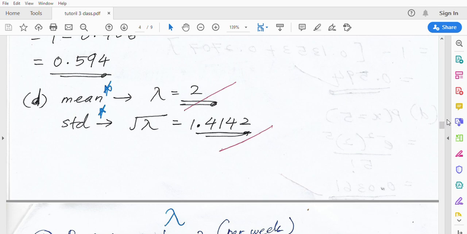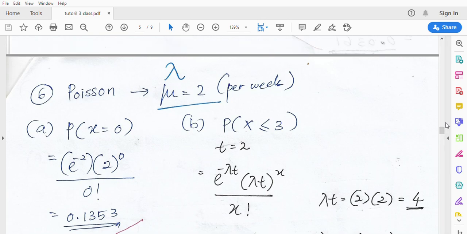Then go for D, calculate the mean and standard deviation. So the mean formula for Poisson is simply lambda, which is the mean, 2, and for the standard deviation we have to square root it. So the answer is 1.4142.